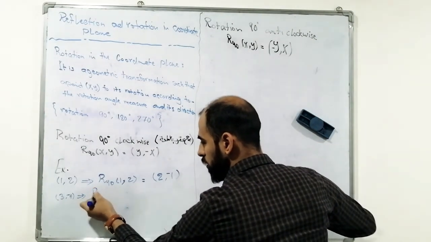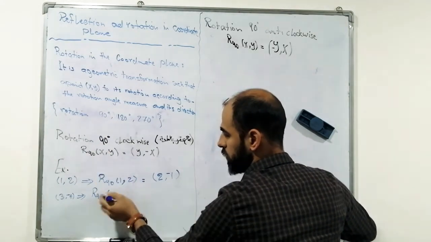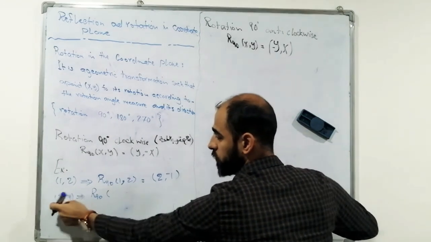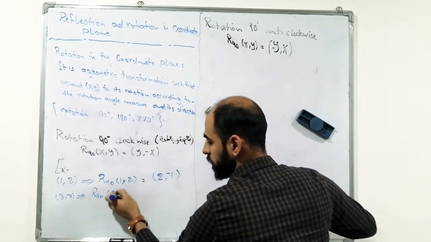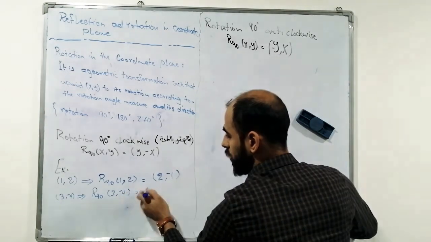We will use the rule of 90 degree rotation. For any point x, y, 3, minus 4, we have to put x instead of y and y instead of x.